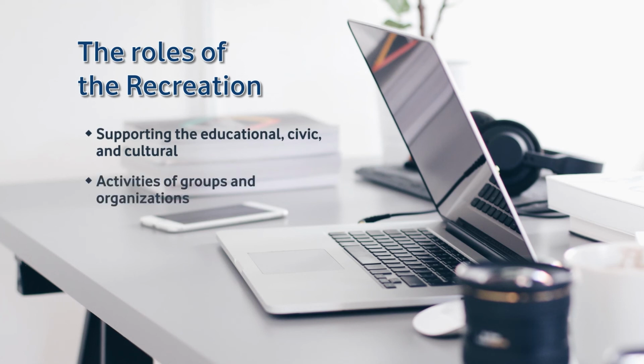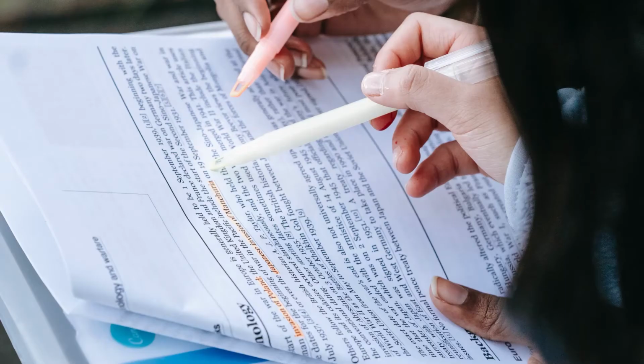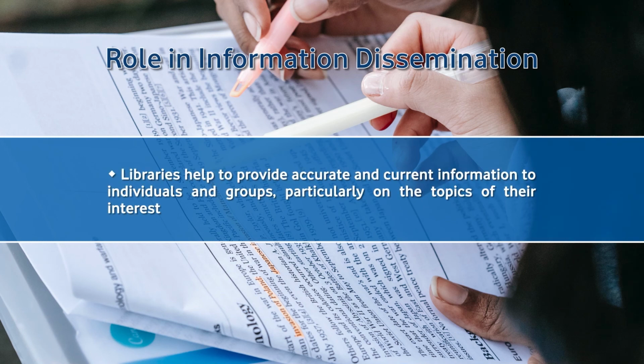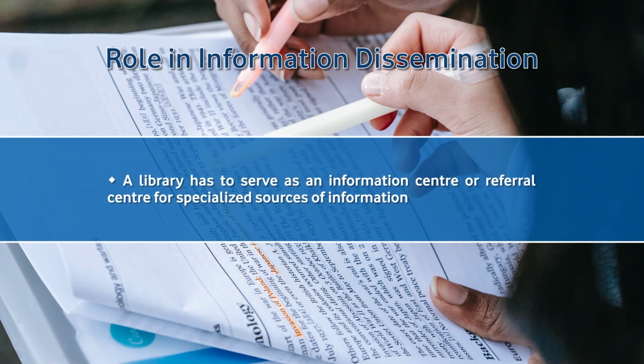It supports educational, civic, and cultural activities of groups and organizations. And a role in information dissemination, of course, this itself is explanatory. The library helps to provide accurate and current information to individuals and groups, particularly on the topic of their interest. And the scope of information services is extended to include information on socioeconomic needs of the society. And the library has to serve as an information center or referral center for specialized sources of information.